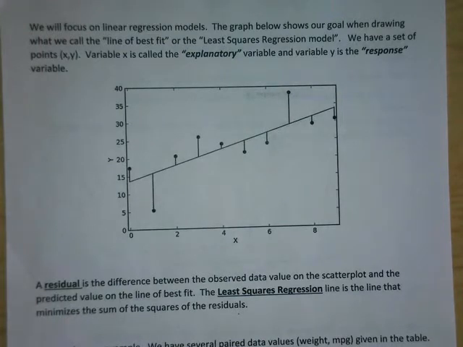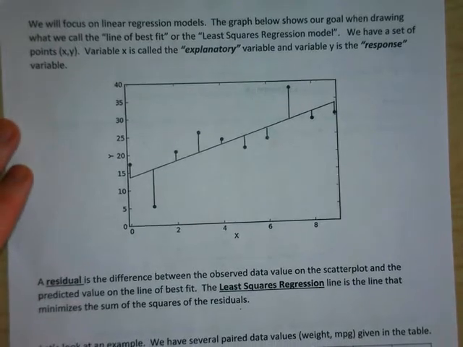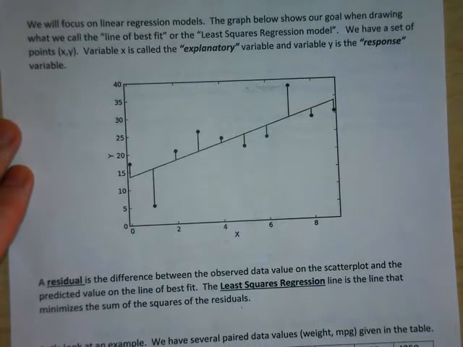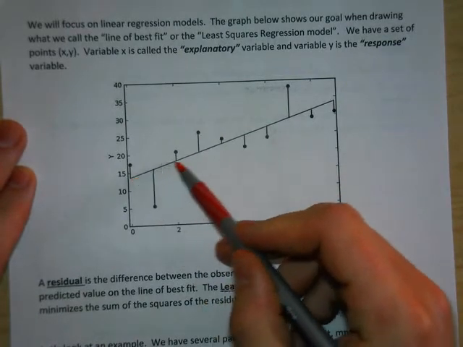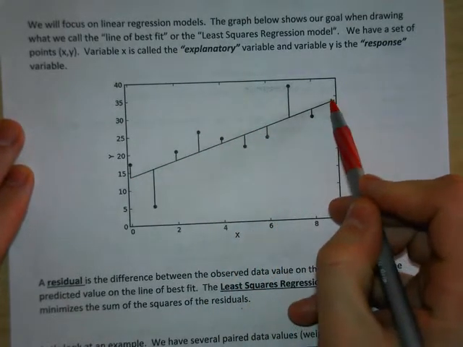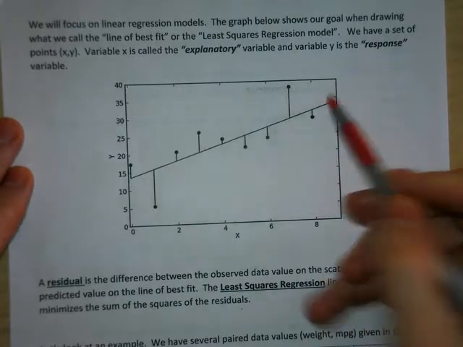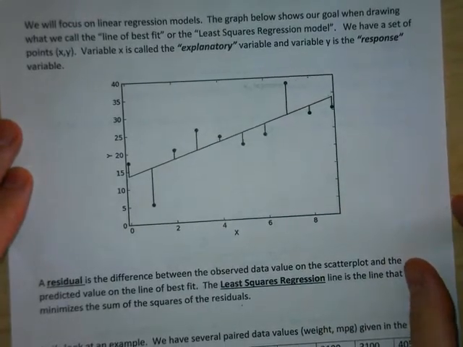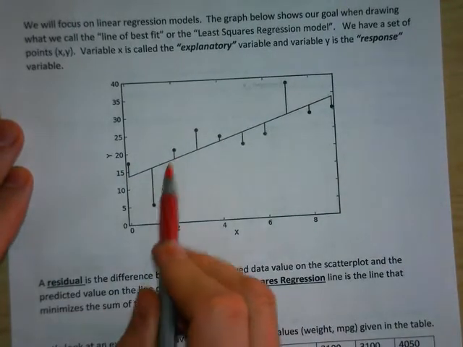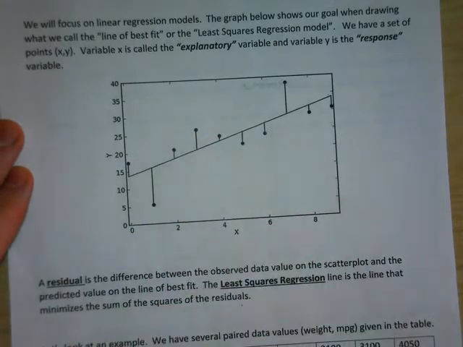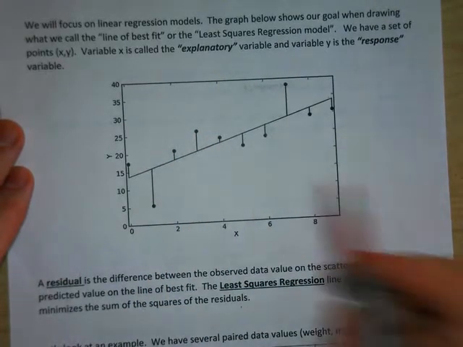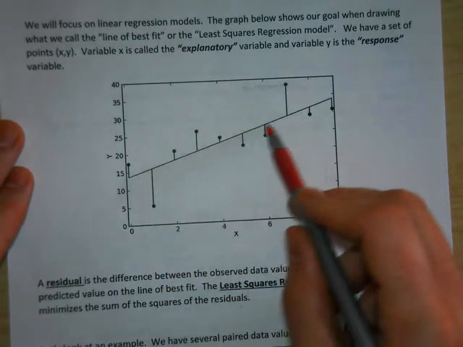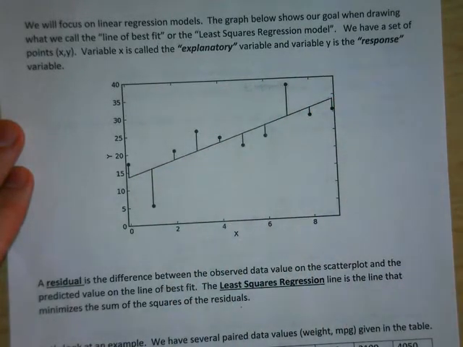Our goal when looking at a linear regression model, or the line of best fit, is that the line of best fit here is drawn through this data set. Notice that that line does not go through any of the points. So we have a point here, point here, point here, and so on. None of those points actually lie on the line. However, this line that is drawn is the line of best fit or the least squares regression model.